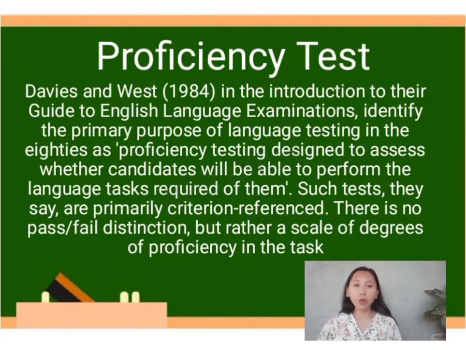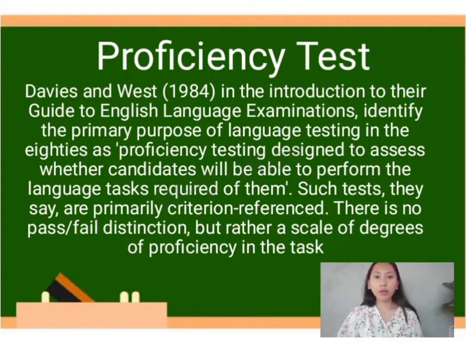Proficiency test. David West, 1984, in the Introduction to Guide to English Language Examinations, identified the primary purpose of language testing in the 80s as proficiency testing, designed to assess whether candidates will be able to perform the language tasks required of them. Such tests, they say, are primarily criterion referenced. There is no pass or fail distinction, but rather a scale of degrees of proficiency in the task. Proficiency tests for specific purposes should therefore be able to give a reliable indication of whether a candidate is proficient enough to carry out the task that will be required.